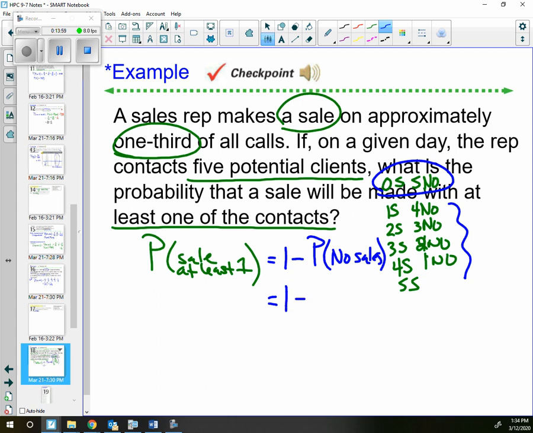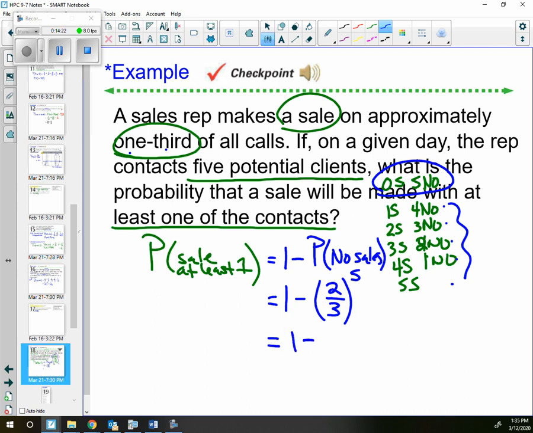Well, what's the probability that they don't make a sale? Well, they make a sale on 1/3 of the calls. So that means they're not going to make a sale on 2/3 of the calls. And then again, how many calls are we making? 5 of them, right? So we'd have no sale 5 times would be 2/3 to the 5th. It's a way easier way to calculate that instead of adding up all of these, right? We'd have to calculate the probability of all of those and add them together. That's way faster to do it this way.